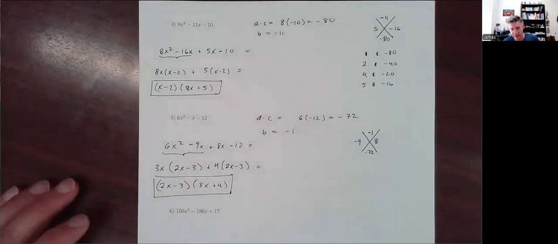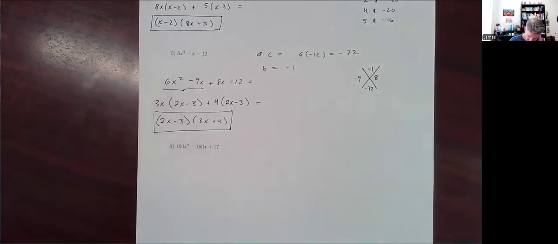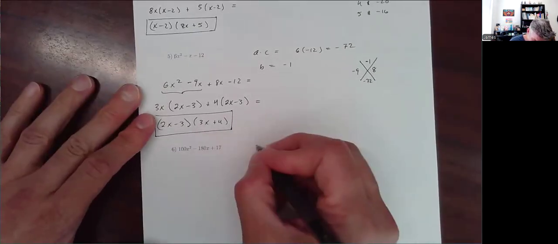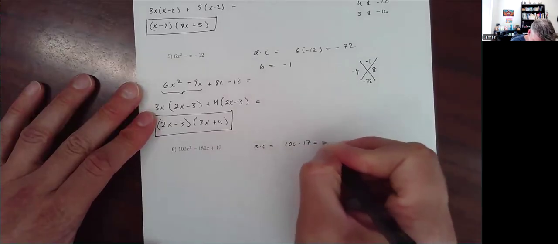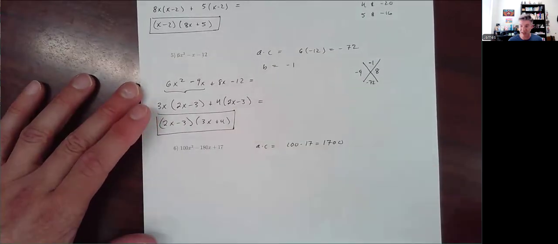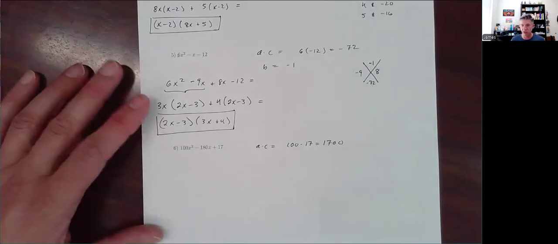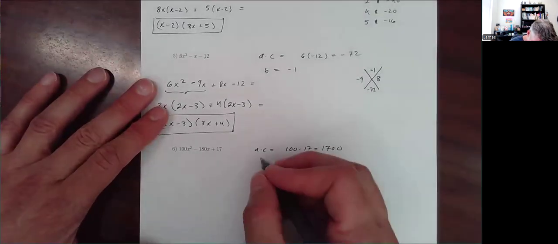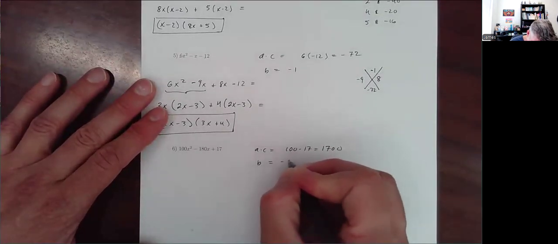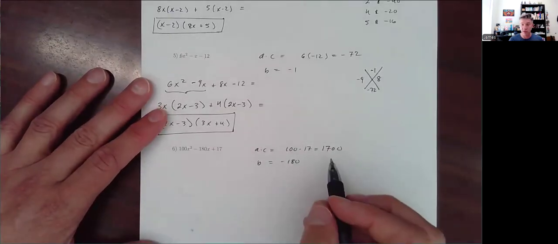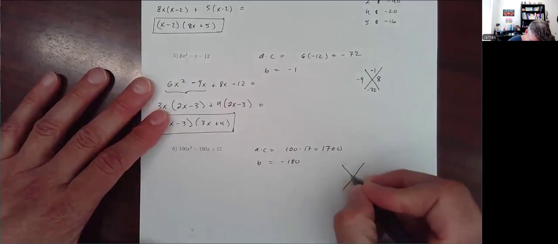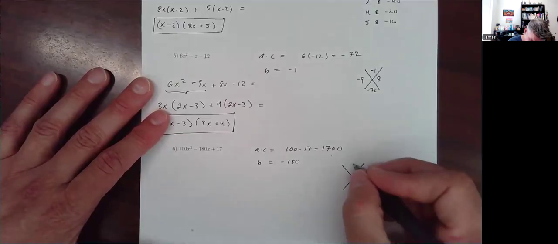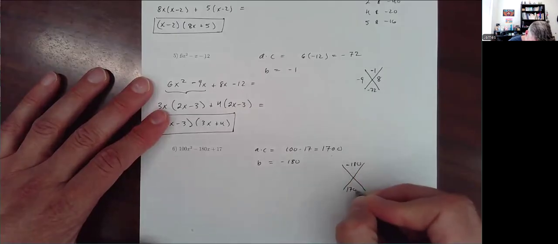Cool. All right, this last one is going to be a little bit rough. So A times C is 100 times 17, which is 1700. Fortunately, 17 is a prime number, so this won't have too many terrible factors to deal with. And then B is negative 180. So we're trying to multiply to a positive and add to a negative, so we have to have both things being negative. We're adding up to negative 180, we're multiplying to 1700.